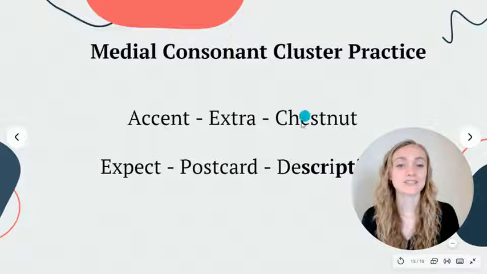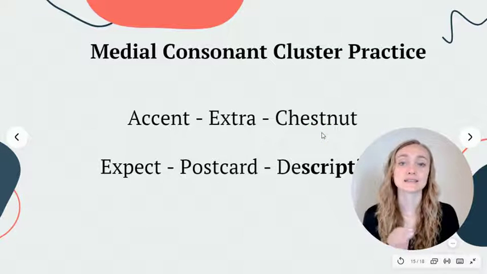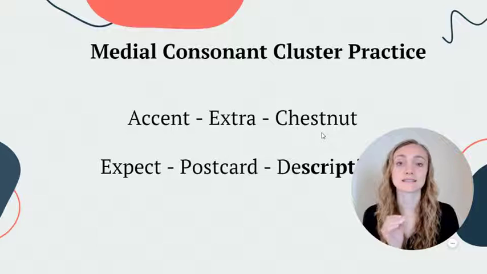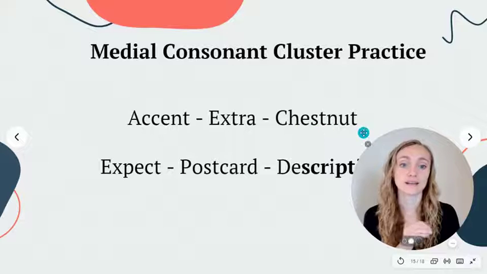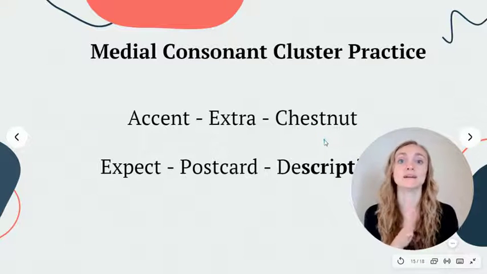Then we have the word chestnut, chestnut. So we have the STN in the middle. Chest, st, st, st, chestnut, chestnut, chestnut. We can also break it up by its syllables.